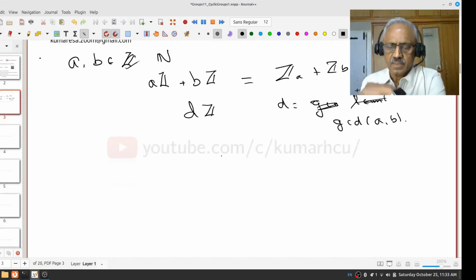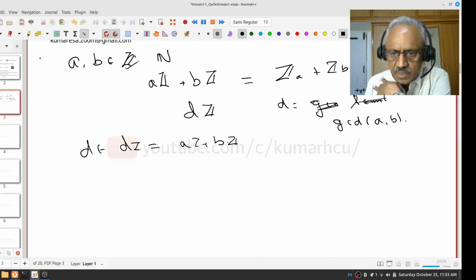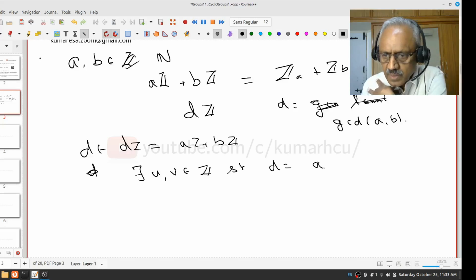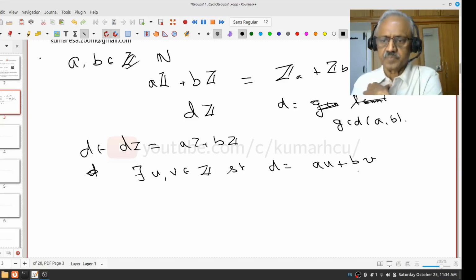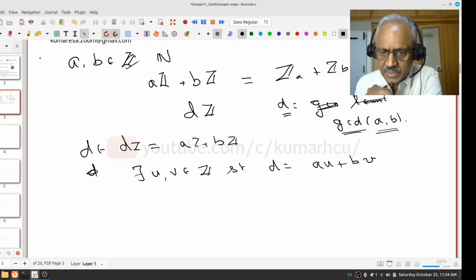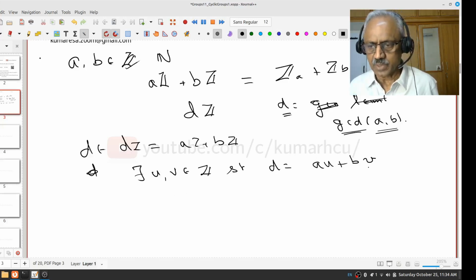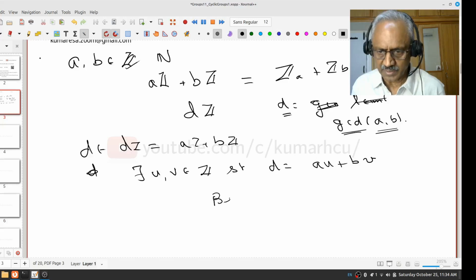Now in particular, d belongs to dZ, which is equal to aZ plus bZ. Therefore, there exist integers u and v so that d is au plus bv. So if d is the greatest common divisor of two integers, then I can always find integers u and v so that d can be written as au plus bv, that is, an integral linear combination of a and b. This is known as Bezout's identity.